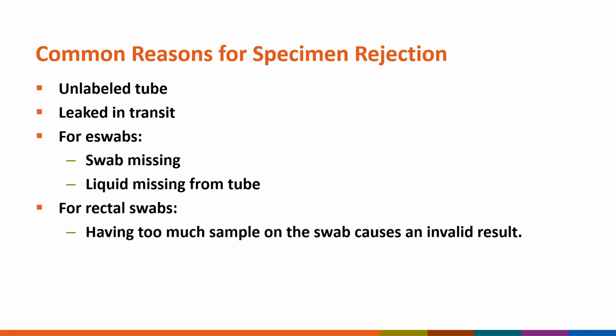And then sometimes people will pour the liquid out of the tube prior to submitting the swab. We do need that liquid to be in the tube. So swab and liquid have to be there. And for rectal swabs, the biggest cause for rejection, or it's really an invalid result, is if there is too much sample on the swab, because that causes an issue with the instrument that we have to run the specimen on. Next slide, please.